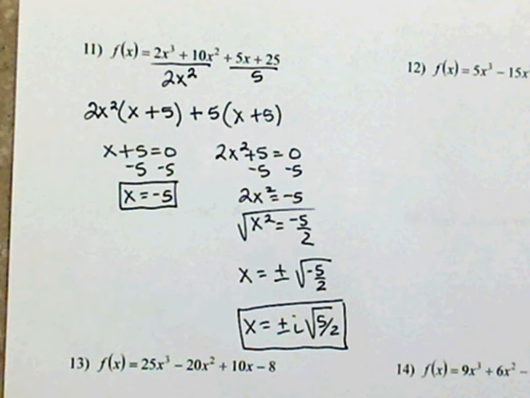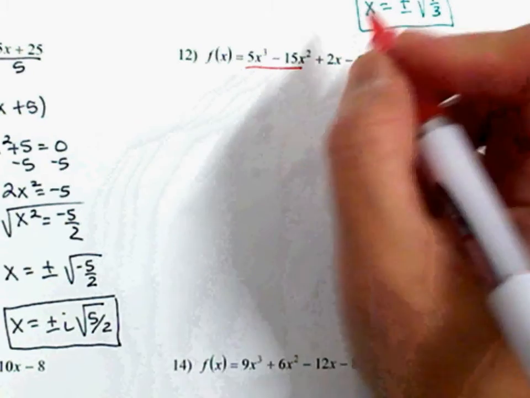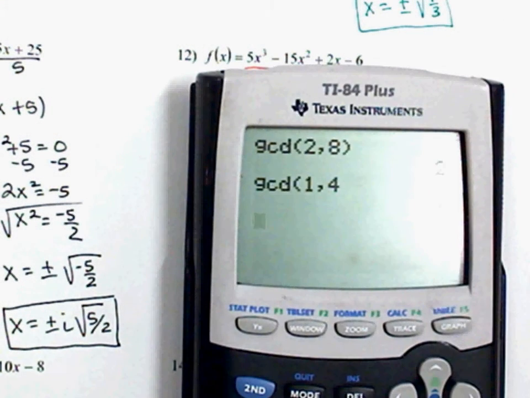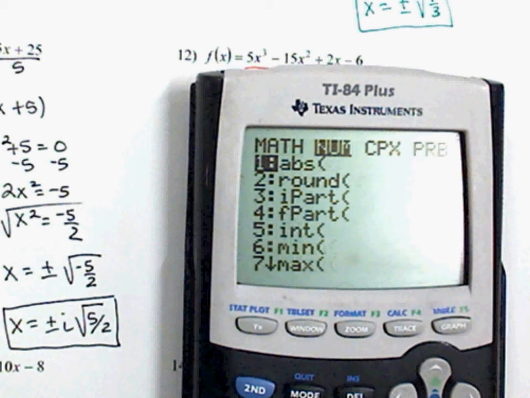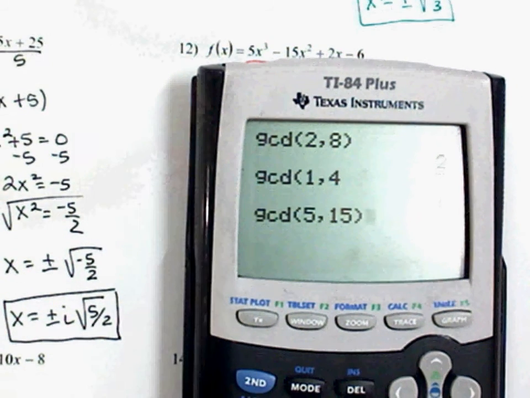Okay. Let's go to number 12. 4 terms, 1, 2, 3, 4. Group the first two, group the last two. All right, let me go back and just show you the calculator just in case. Math, right click, number 9, GCD. 5, 15. Okay, comma's right above number 7. 5.